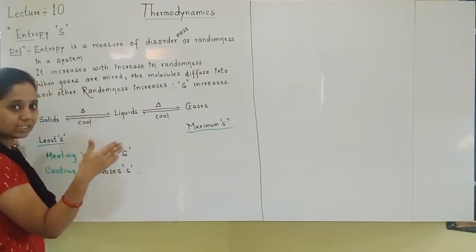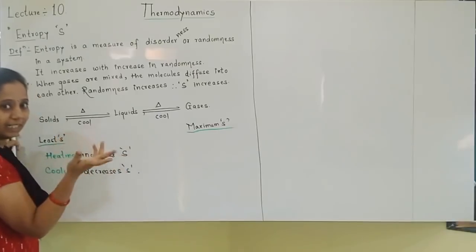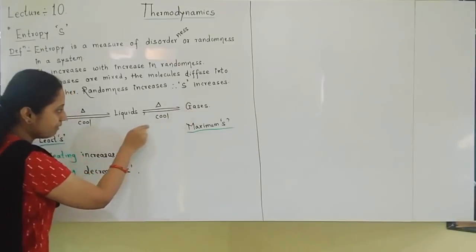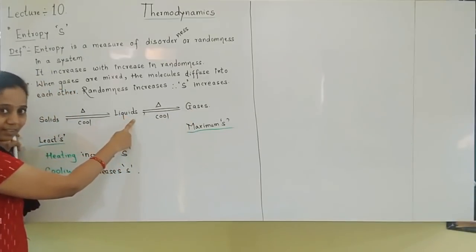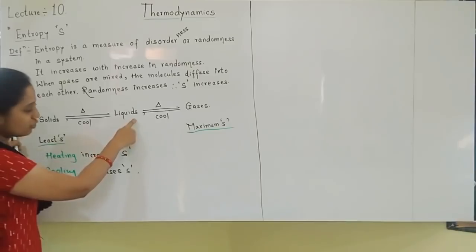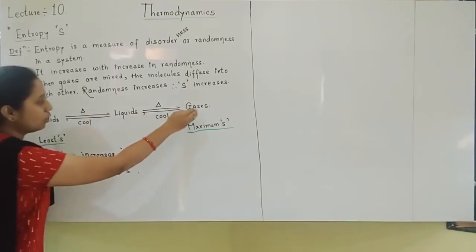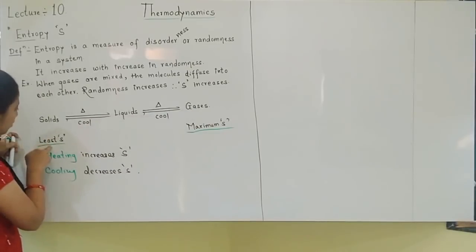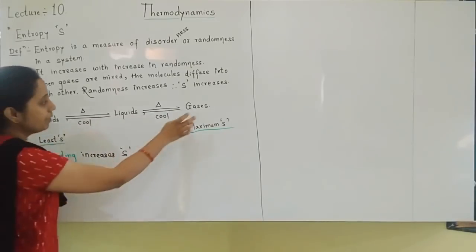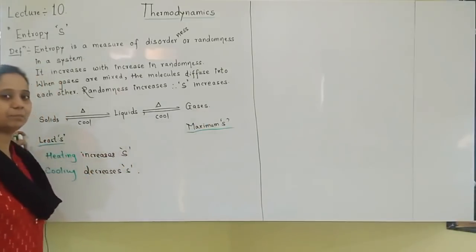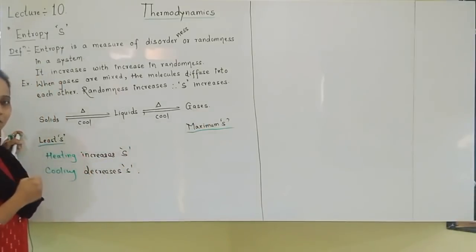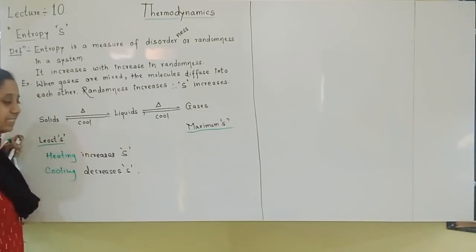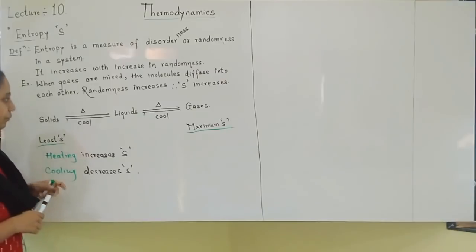Why? Because disorderness increases on heating. Cool the gases, they will become liquid. Cool the liquid, keep water in the fridge, then it will become ice. So on cooling, entropy goes on decreasing. Below solids I have written least entropy, and below gases I have written maximum entropy. The conclusion is that heating always increases entropy and cooling always decreases entropy.